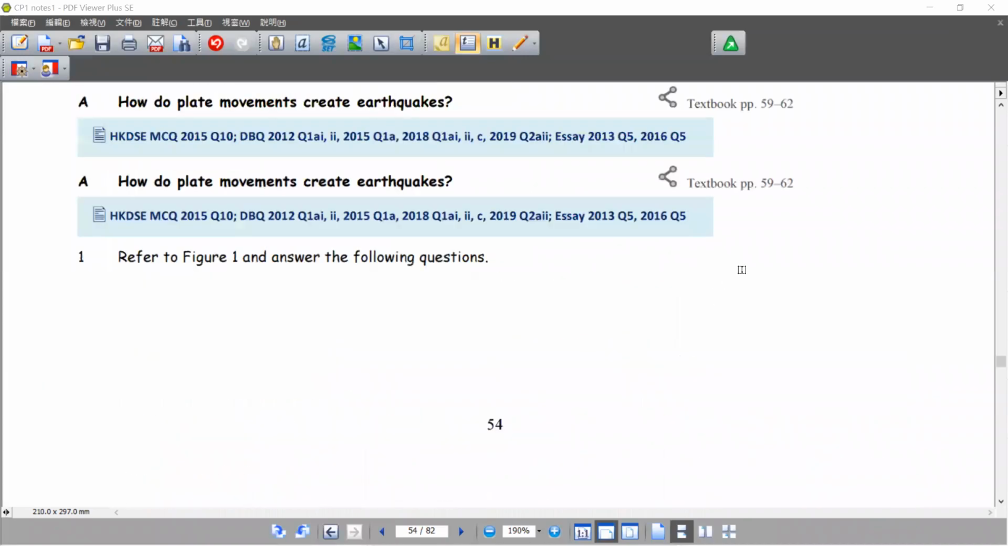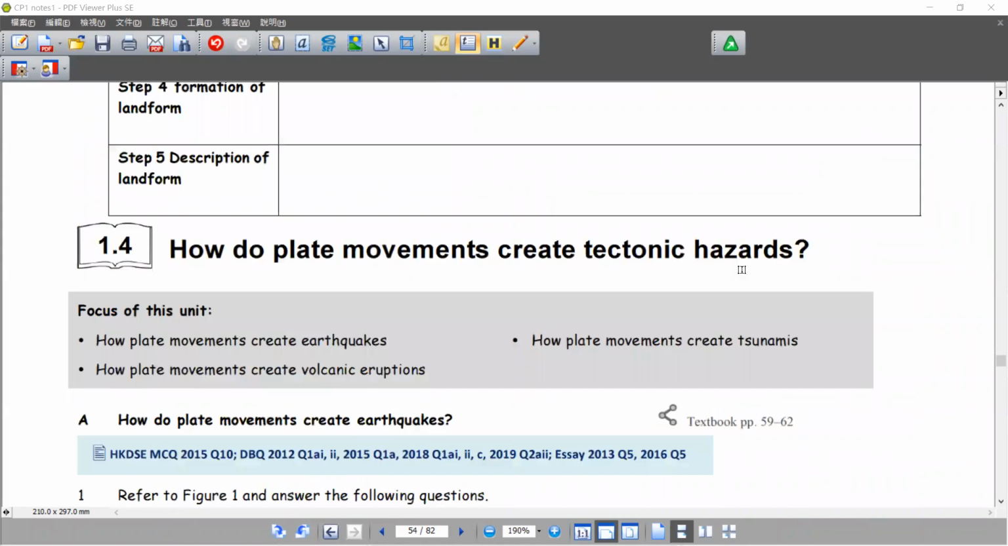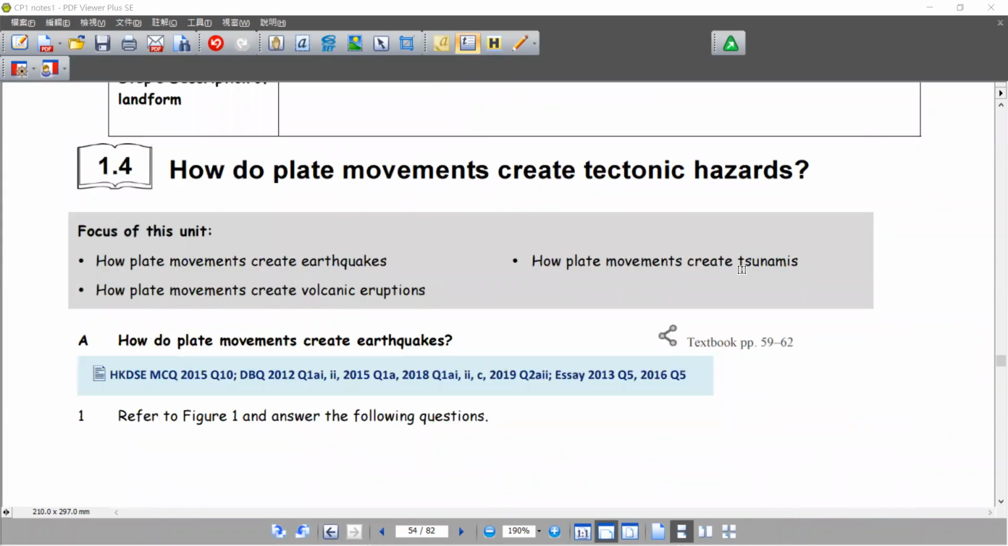Hello, it's Mr. Leung here. Previously we have talked about 1.1 to 1.3, and I will definitely have more videos for the different landforms and different hazards at the plate boundary, and also the opportunities and risks at the plate boundary. To move on, I would like to talk about the tectonic hazards first.